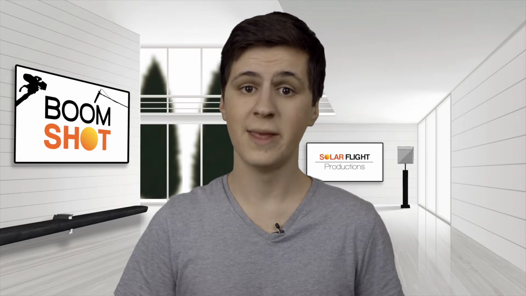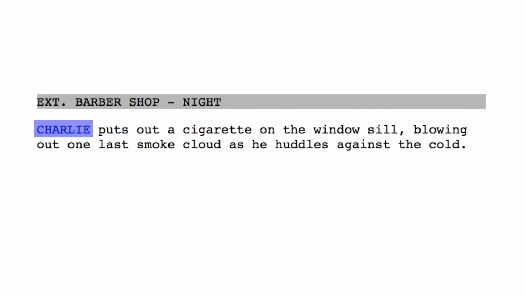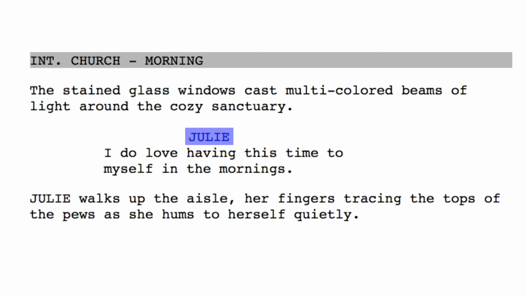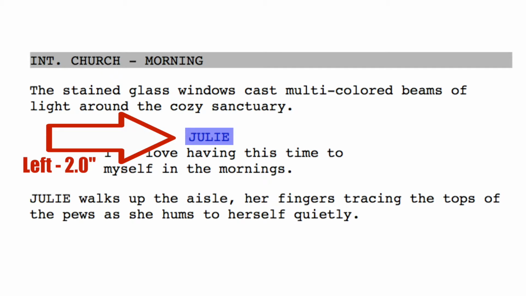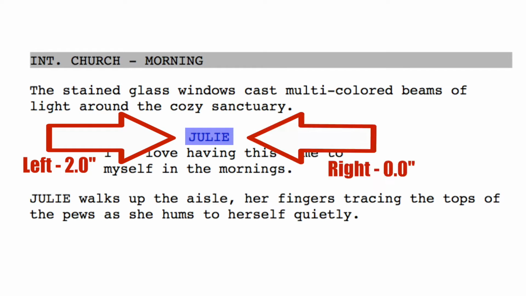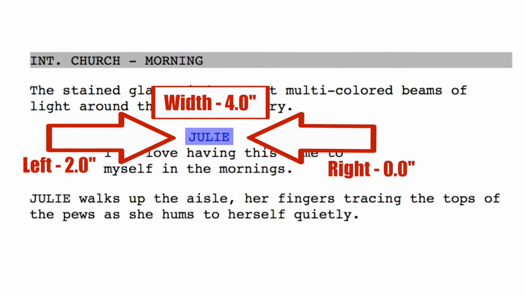Also, it's important to note that the first time your character appears in your script, you need to make sure that their name is in all caps so we know that this is their first entrance. When a character speaks, you're going to put their name in a line all by itself before their dialogue. This is called the character line. This line needs to be indented on the left 2 inches, the right 0 inches, and have a width of 4 inches.